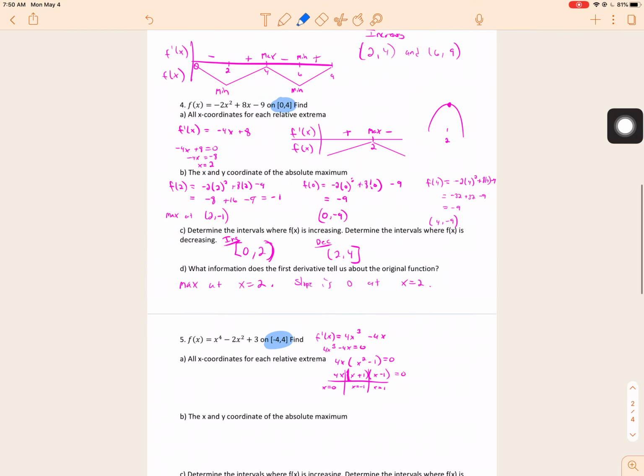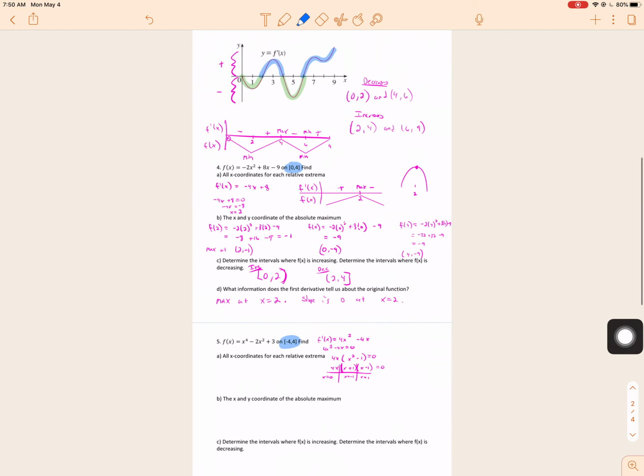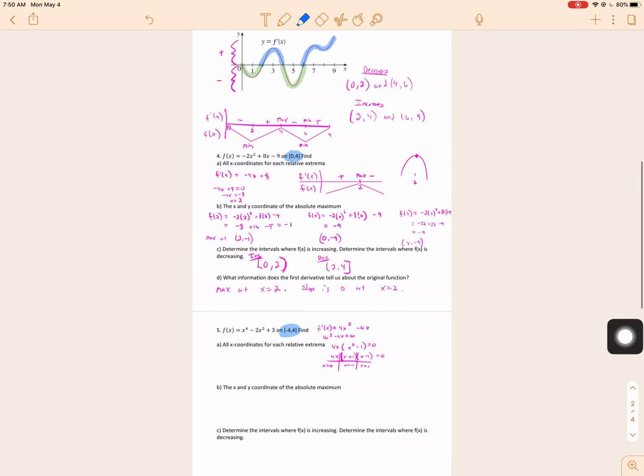So mimic what we did up here. Remember, check in between each region and check the endpoints. That'll tell you what the absolute max is, and all the x-coordinates for the relative extrema we found. So now you just got to set up your first derivative test, plug in, and go from there and mimic my problem at the top. Okay? So try that out, and then eventually this week we'll have a quiz on derivatives.